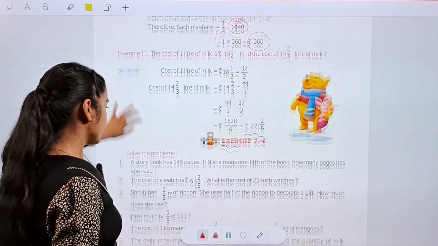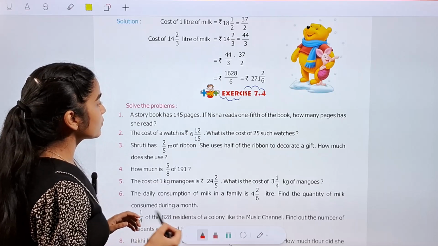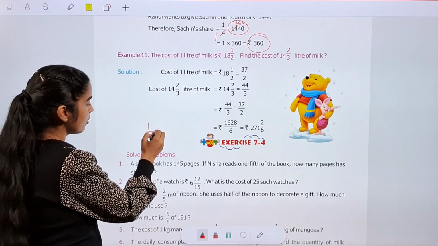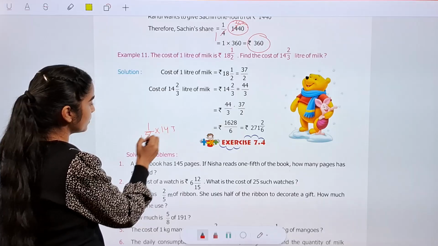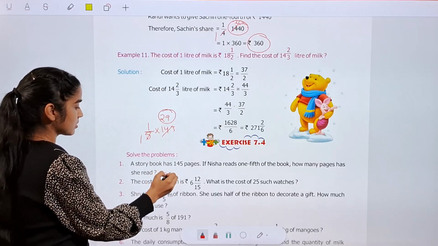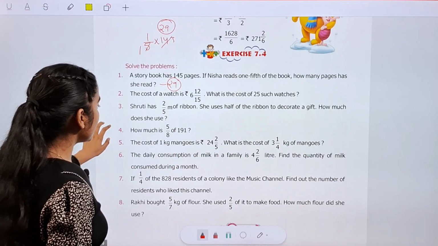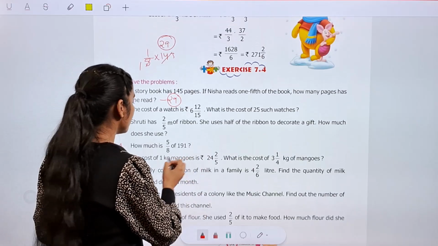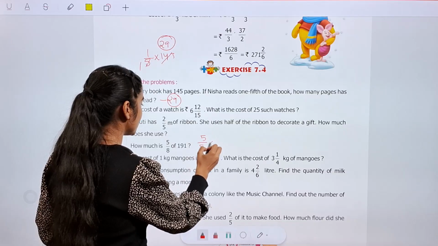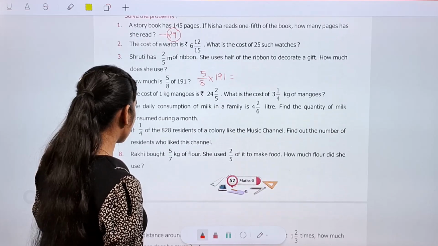Okay. Now a storybook has 145 pages. If Nisha read 1/5 of the book, how many pages has she read? So you have to find out the 1/5 of the 145. Your answer will be 29 pages. How much is 5 by 8 of 191? So we simply calculate by multiplying it. Further, you have to solve it and you will get your answer, students.